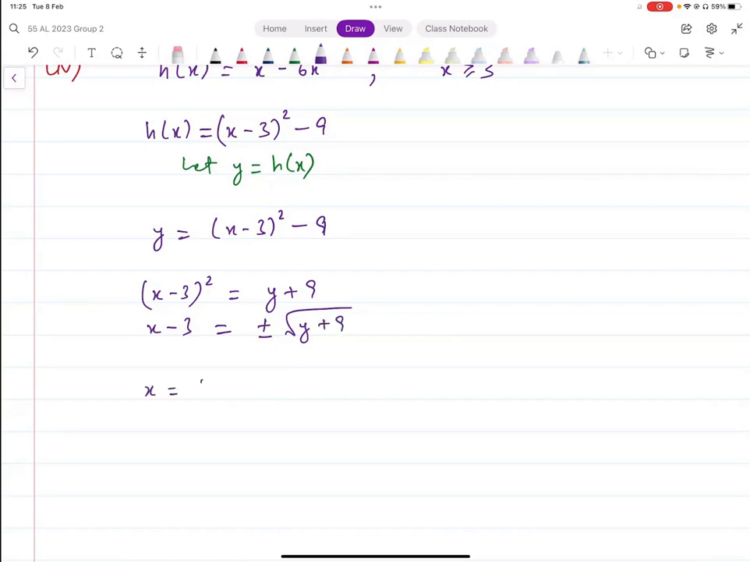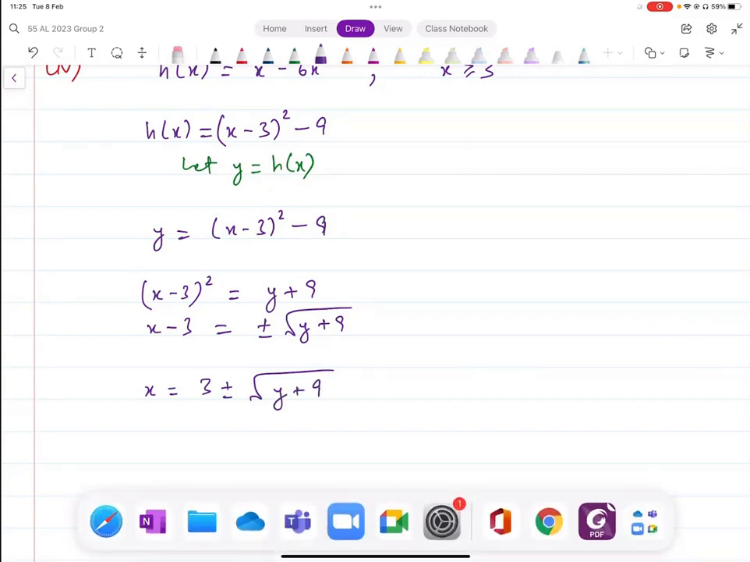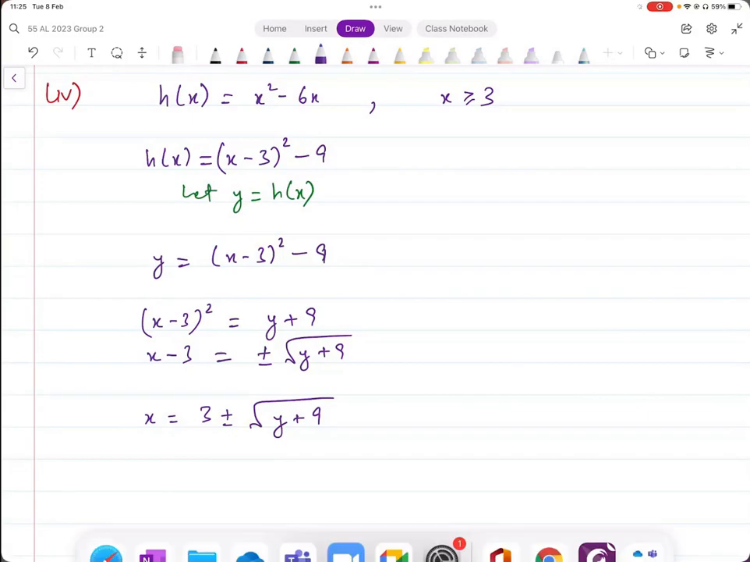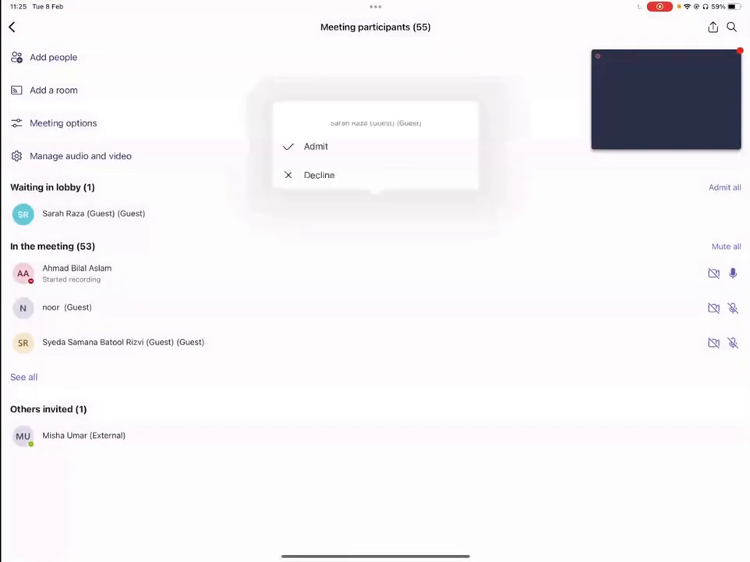And x equals 3 plus minus square root of y plus 9. So that's the function that we get. But now, do we choose the plus sign here or the minus sign? प्लस चूज करेंगे यहाँ पे या माइनस चूज करेंगे? हाउ डू वी डिसाइड दैट? एनीवन?